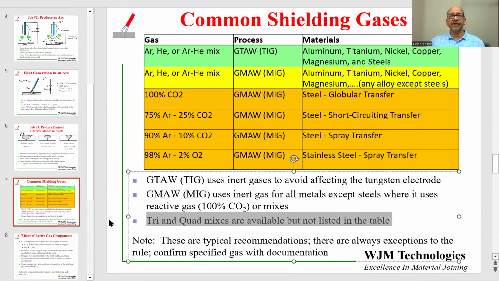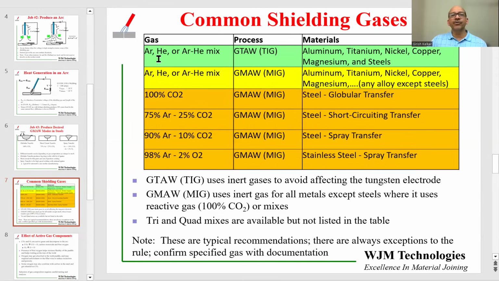So tri mix has 3 gases and quad has 4. So quad would be a mixture of argon, helium, a little bit of CO2, and a little bit of oxygen. But again, those are based on the application. Keep in mind, what I've shown you in the table are the most generic and most commonly used ratios of gases. There are always exceptions to the rule, so make sure that whatever documentation you have, either a shop document or a WPS, you are following whatever gas is recommended in that document, which might be a little bit different than what I have shared here.